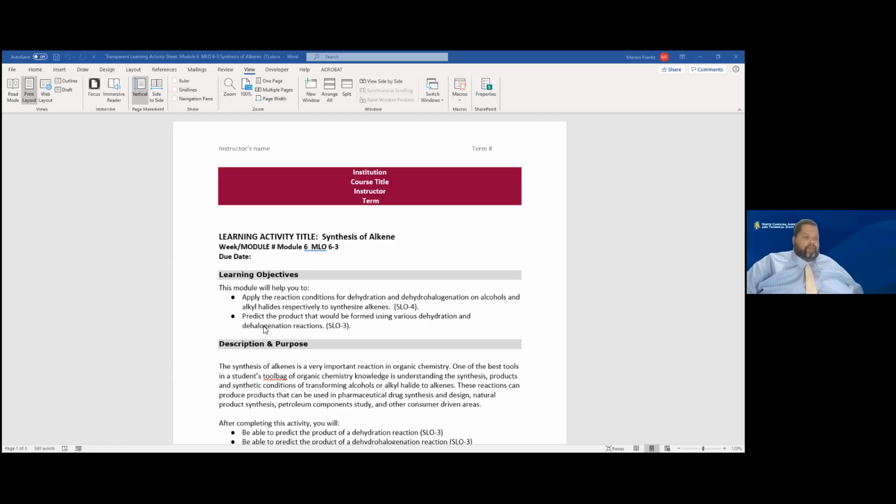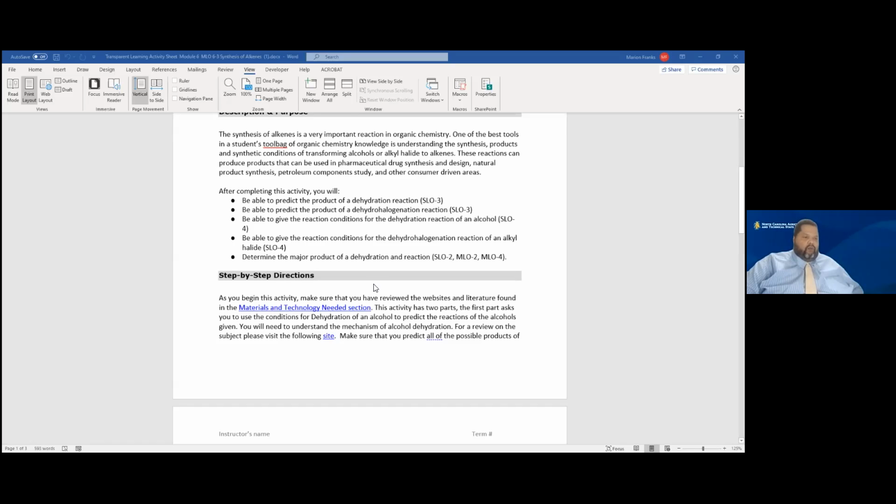So as we move into this transparency sheet, which is going to be a guide for the student, the first thing that students learn is the learning objectives. There are a few learning objectives that are given to the students that will show them what they will be learning. Mainly, they will be learning about the processes of dehydration and dehydrohalogenation throughout both of the activities that are in this particular activity sheet.